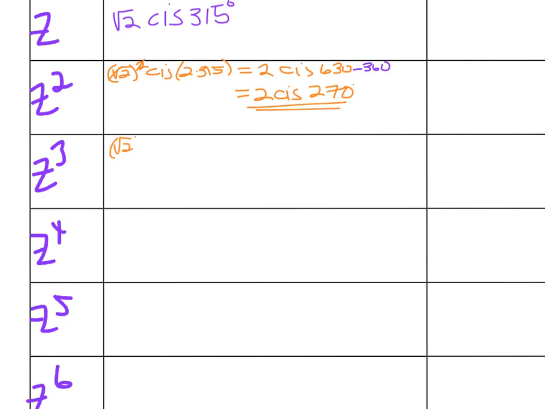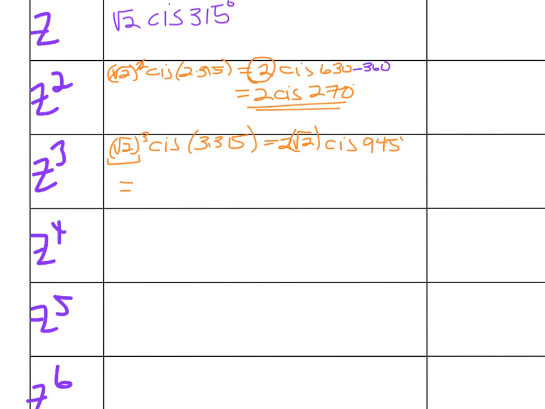If we take square root 2 cubed, cis 3 times 315, unfortunately plugging that into your calculator gives you a decimal. We want to keep this exact. So what I'm going to do is take my answer from up above and multiply it by another square root 2, which would be taking it to the third power. Our answer from the squared power times the square root of 2. Cis, if I multiply 3 times 315, we get 945 degrees.